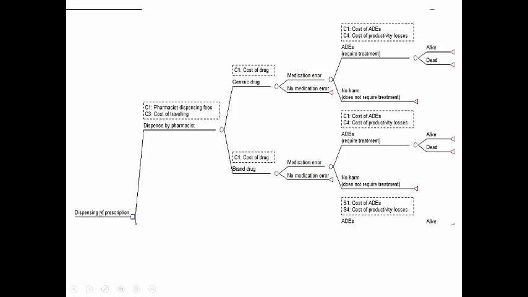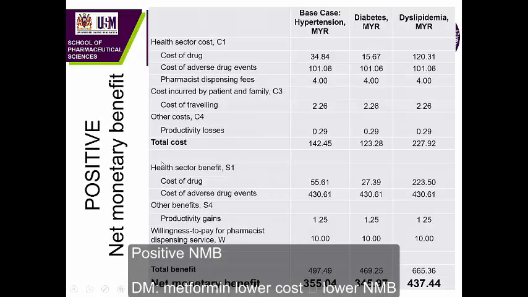So each of these decisions, the choice that we have, either dispensing by the pharmacist or dispensing by the doctor, would result in the same event, but perhaps with a different probability based on the evidence that we have. So what we found is that for the hypertension case, for example, dispensing by the pharmacist would allow us to save 355 ringgit per prescription.